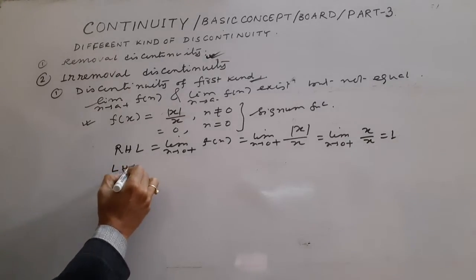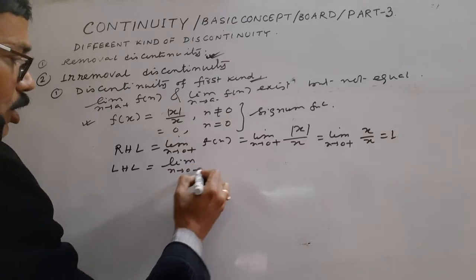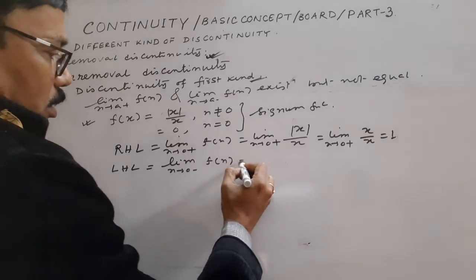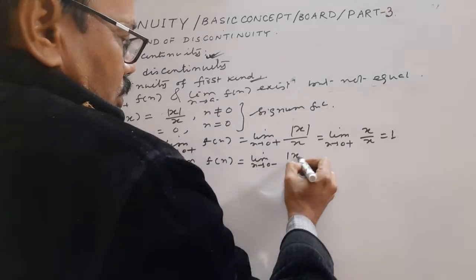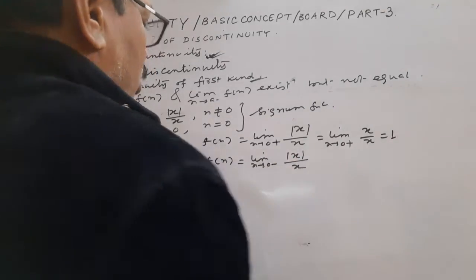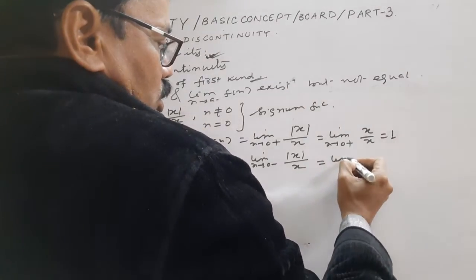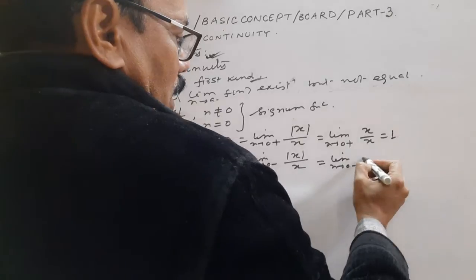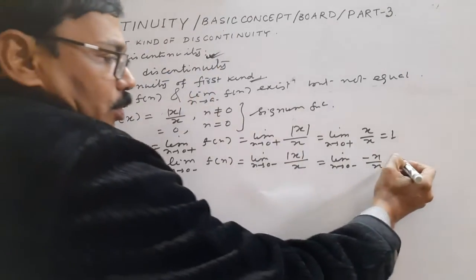So LHL, limit x tends to 0 minus f(x). For x not equal to 0, mod x by x. For 0 minus, mod x is minus x, so this is minus 1.